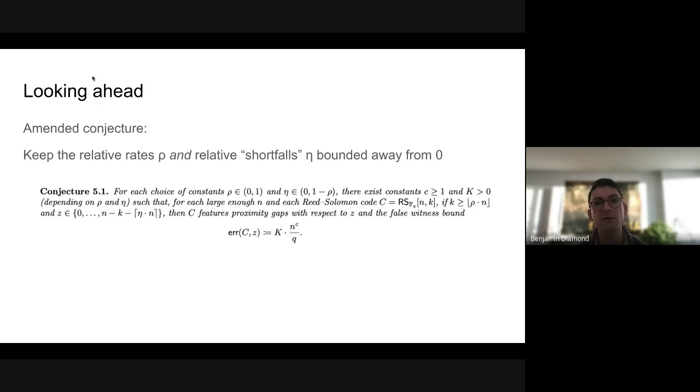In fact, if you see here, rho and eta must be positive. If you eliminate that requirement and let them be zero, you've essentially recovered the classical conjecture. In other words, they have one C that's supposed to work for all rho and eta, whereas we force the code family's rates and shortfalls to be bounded from below by what?